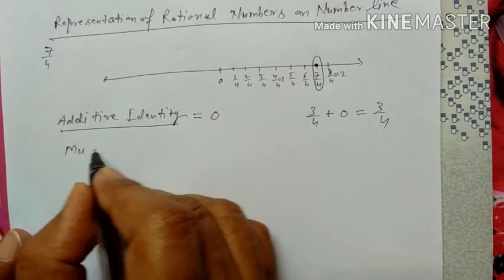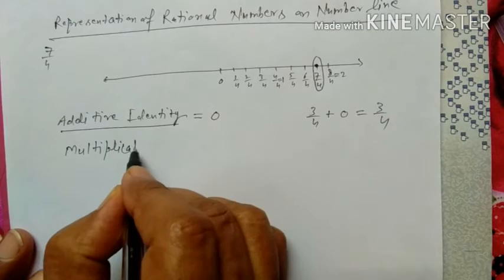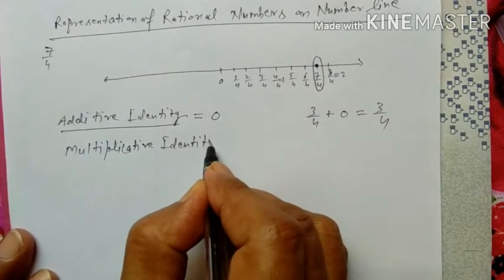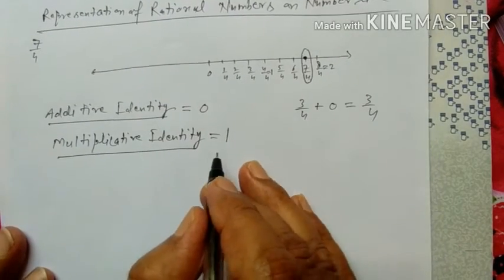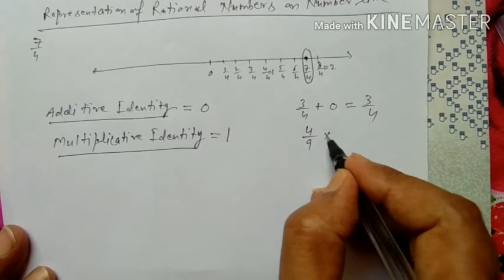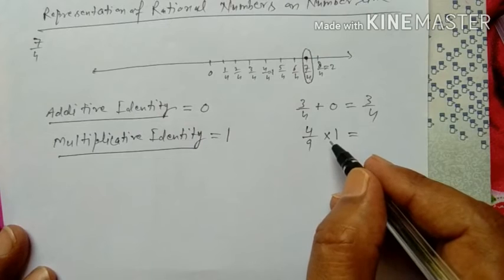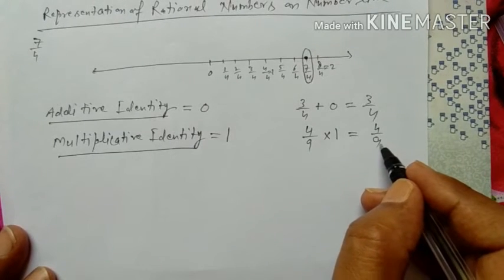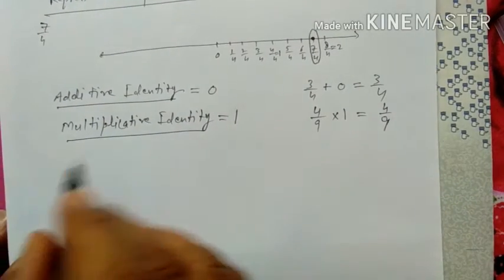Second is multiplicative identity, equal to 1. When we multiply by 1 any number, any rational number, you will get the same number, 4 by 9. There will be no change.